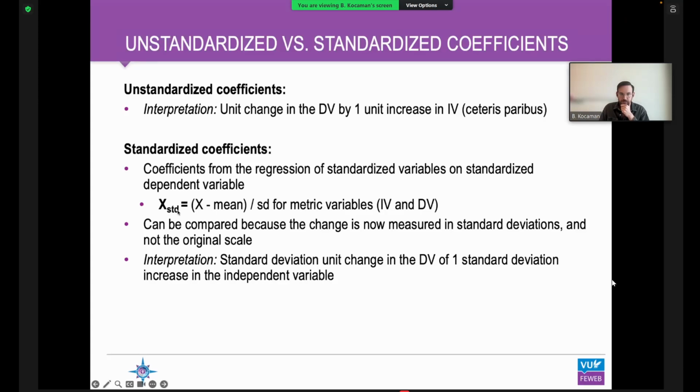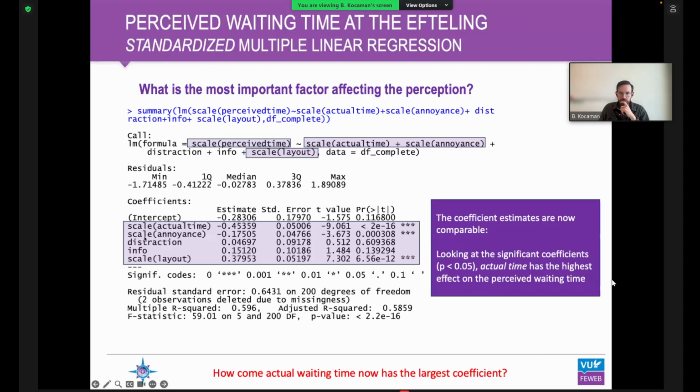Does that make sense? So if this original observation is at the mean of this variable, so if let's say it's annoyance, the mean level of annoyance, then the standardized annoyance will be 0. So that's kind of the relationship between the two. And because in the interpretation of the intercept, we say that we set all of the independent variables to 0, it means that for the scaled or standardized variables, we set the original variable to its mean.